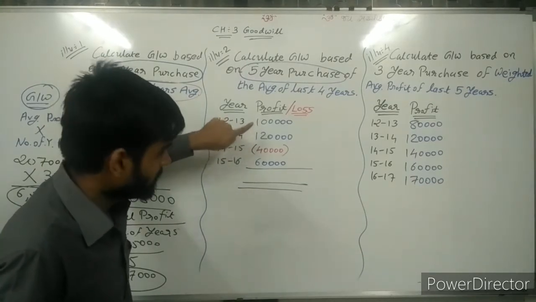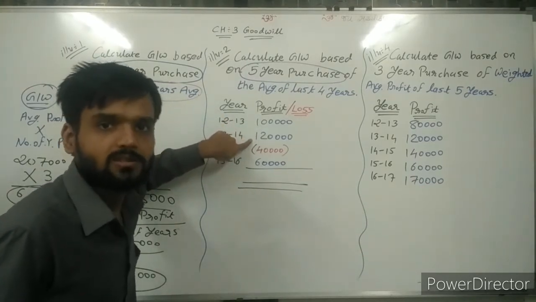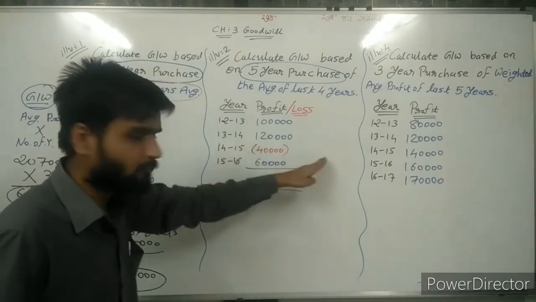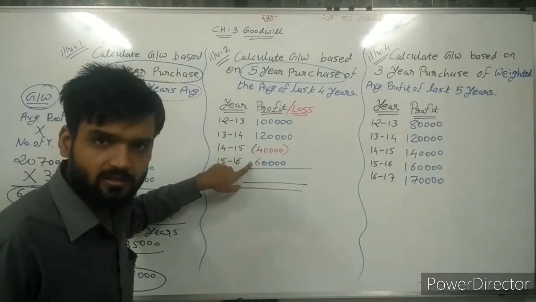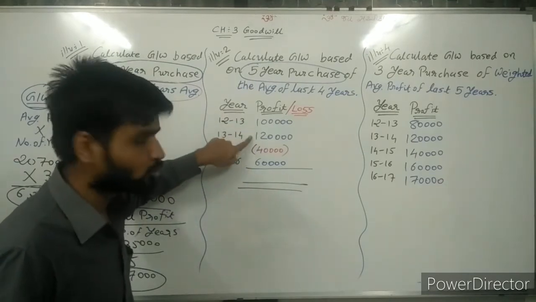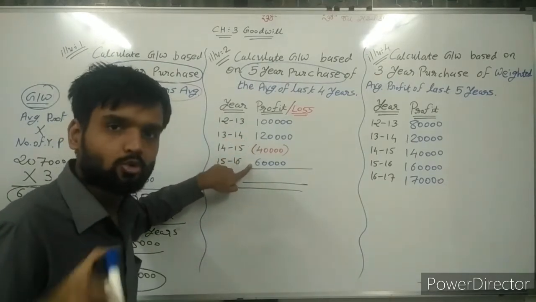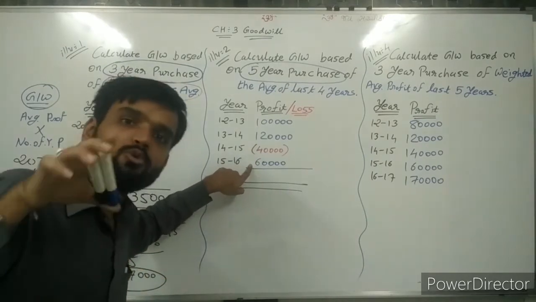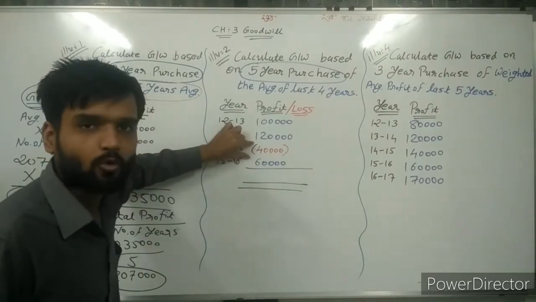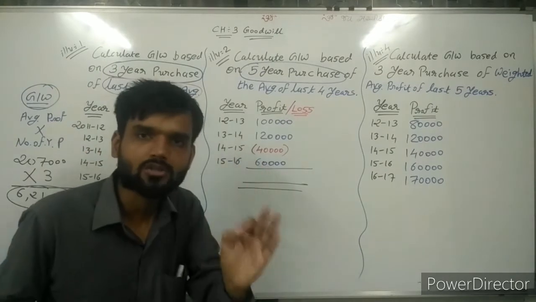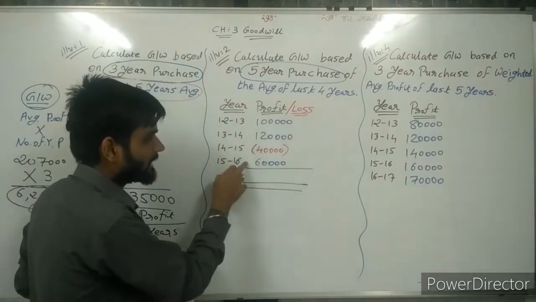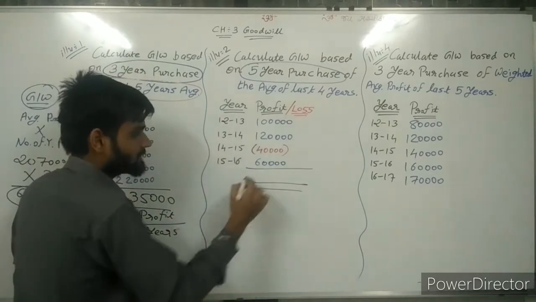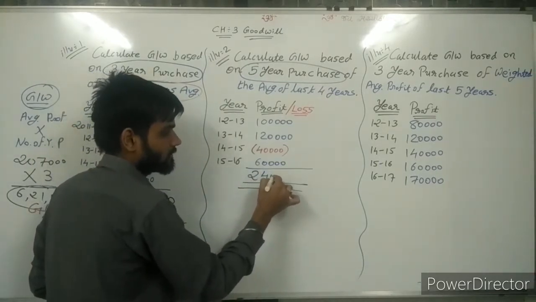So total of these two first: 1 lakh plus 1,20,000, 2,20,000. Skip 40,000. First of all, add this 60,000. So 220 plus 60, 280. So 2,80,000. Now from 2,80,000 we deduct 40,000 because it is a loss. So 2,80,000 minus 40,000, your answer is 2,40,000.